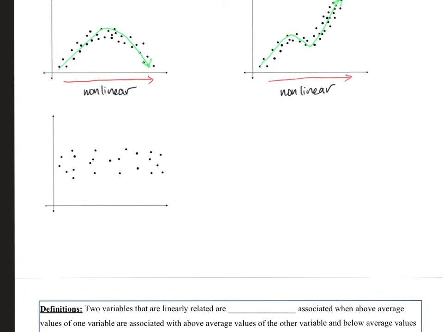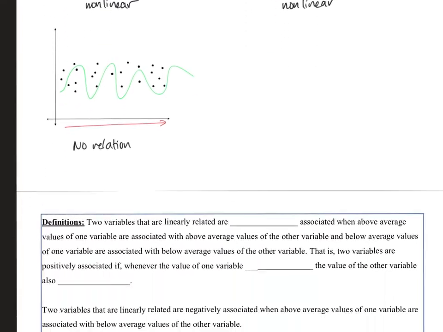And now for this one, reading from left to right. There really does not seem to be a relationship of where the data is heading together. It just seems to be sort of scattered around. So this one would actually be no relation. Just a small visual there.